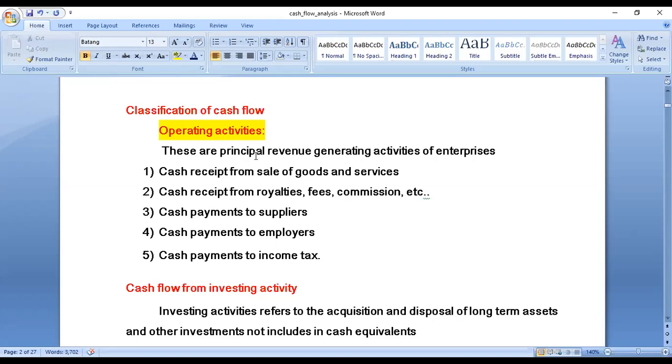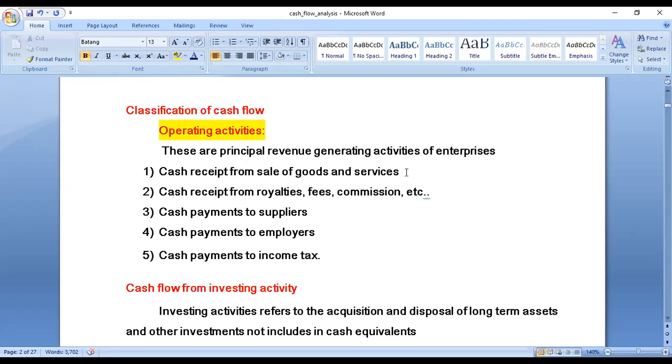By operating the business activities, my dears. So that's why here I have to mention some operating activities, which majorly generate the cash and majorly generate the revenue. Under this I have to mention only 5 points under operating activities. That is cash receipts from sale of goods and services.